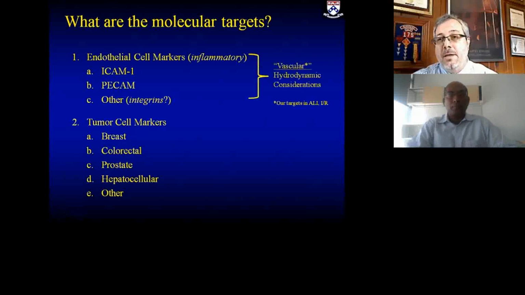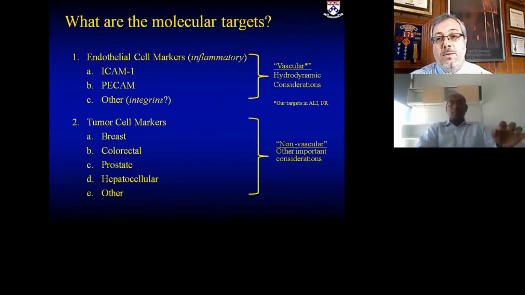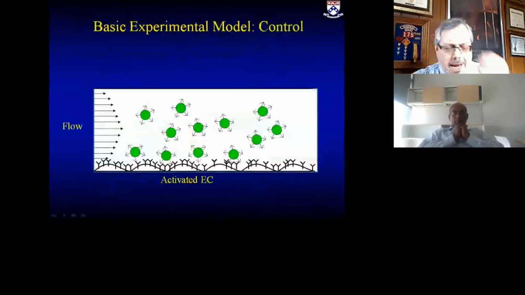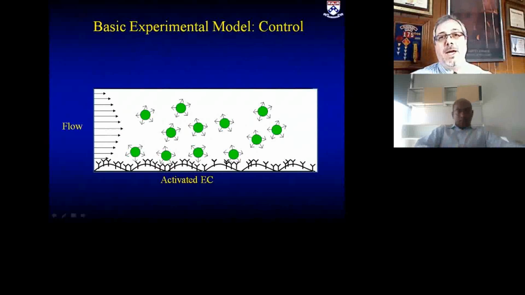So you can think of this as vascular targeting, and you notice the asterisk there, so our targets would include diseases such as acute lung injury and ischemia reperfusion injury that's important in lung transplantation and in cardiac surgery. So these would be hydrodynamic considerations for vascular targeting. And then there would be the non-vascular, which have many other important considerations for diseases that are not directly linked to vascular drug targets. In vascular targeting, we have a great opportunity because we can do experiments for which we can impose control.